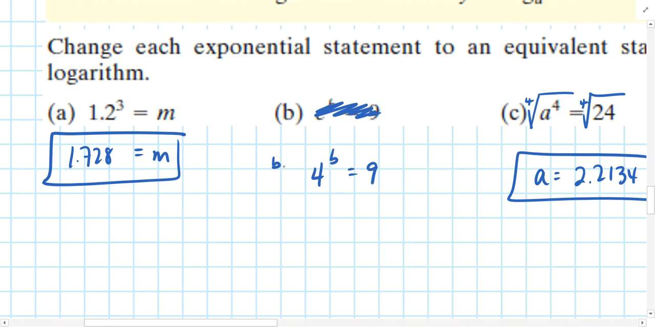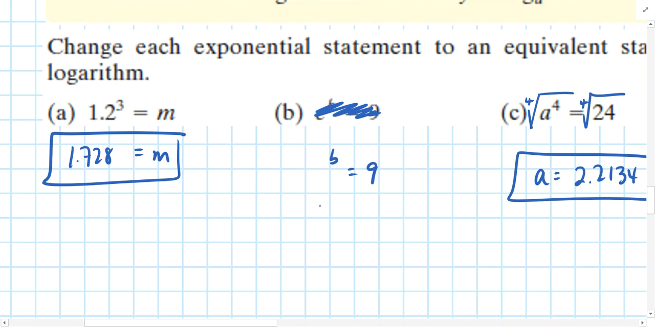Well, it's not like part C where I can take a radical on both sides. If I were to try to take the bth root, if that was such a thing, I'd have to specify what the index of that radical was, and we don't know that answer. That's in fact the number that we're looking for.